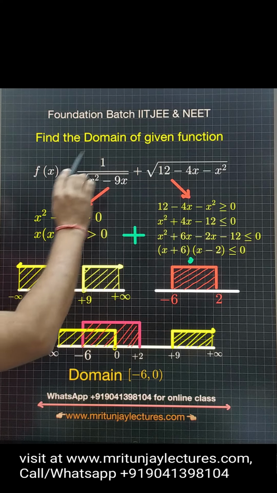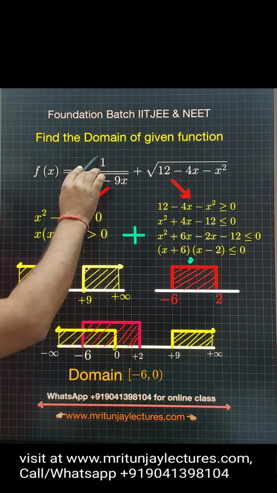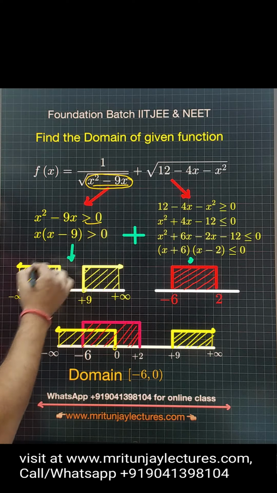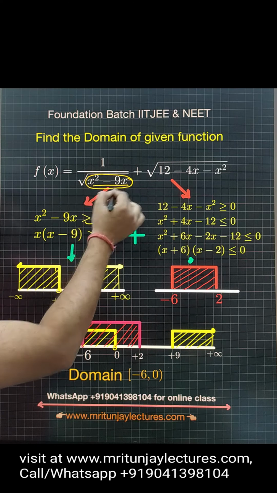Now, question of the day: find the domain of the given function. f(x) is 1 upon under root of (x square minus 9x) plus under root of (12 minus 4x minus x square). Okay, so first of all we focus on that part, 1 upon under root of something. If this one is greater than 0, then this one is defined.